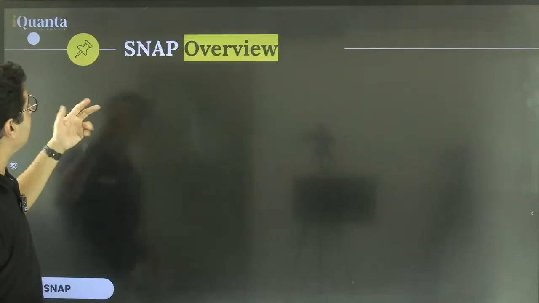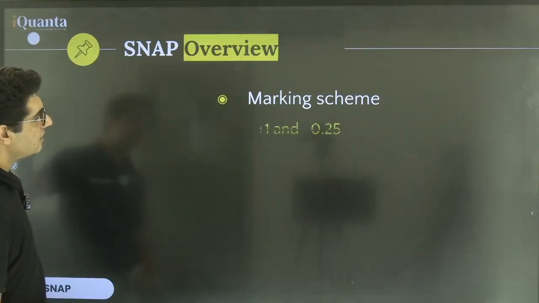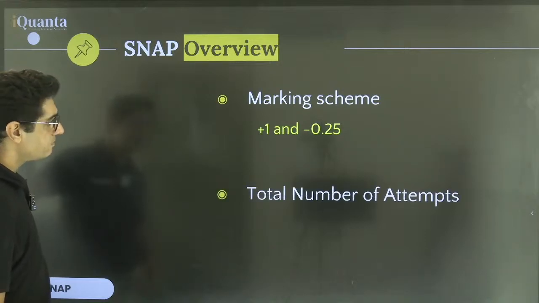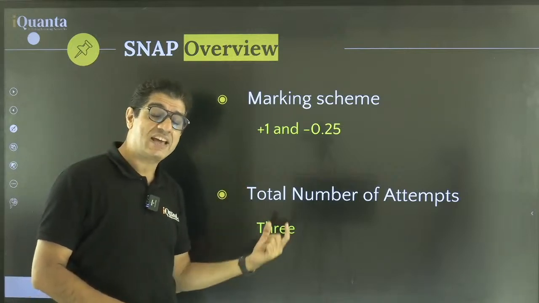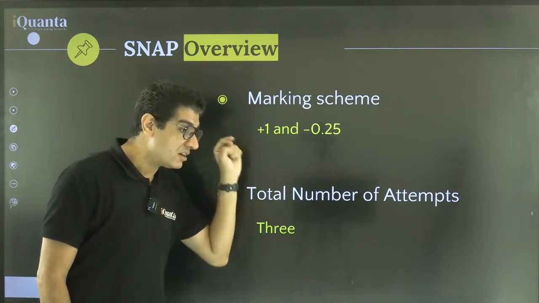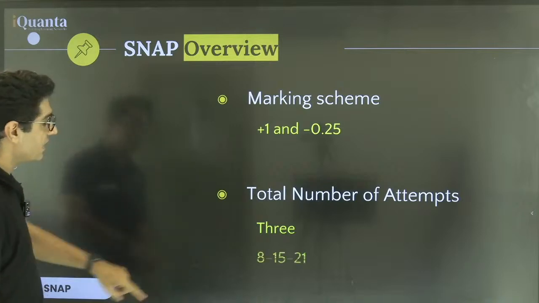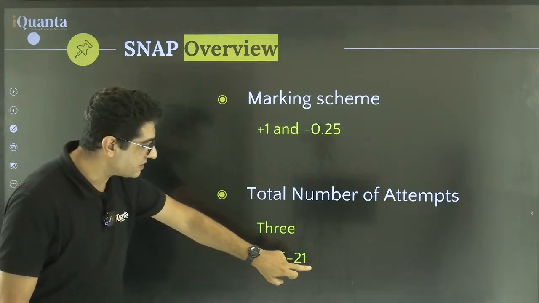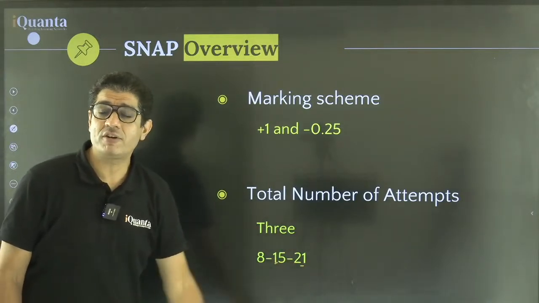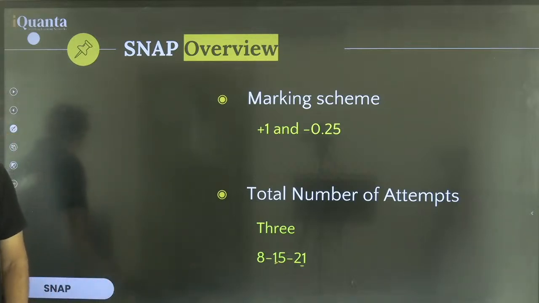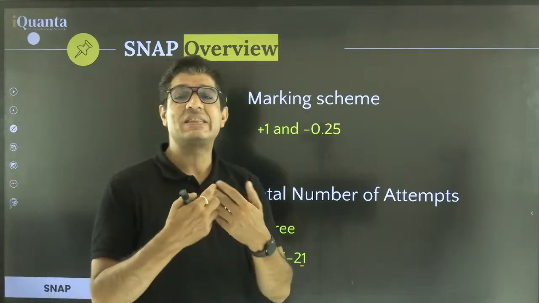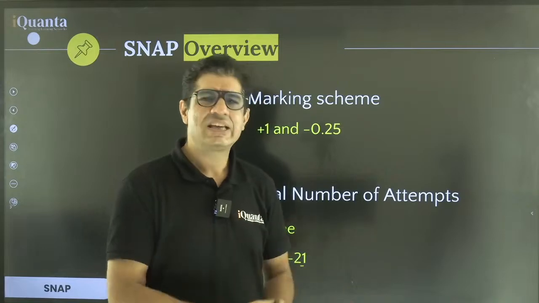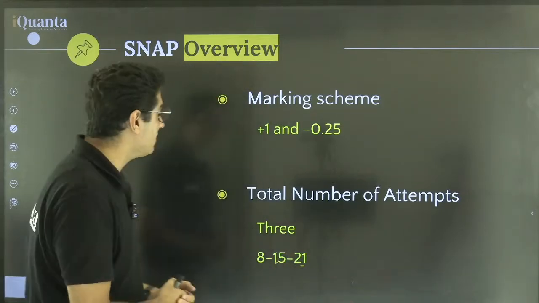Then if I talk about the overview of the paper, this is the marking scheme. The total number of attempts once again is just like NMAT, you can appear for it thrice. The dates this year are 8th of December, 15th of December and 21st of December. So I personally think it is a good thing. You know, there are times when a particular day may not turn out to be that great. So this gives you that kind of a leeway.